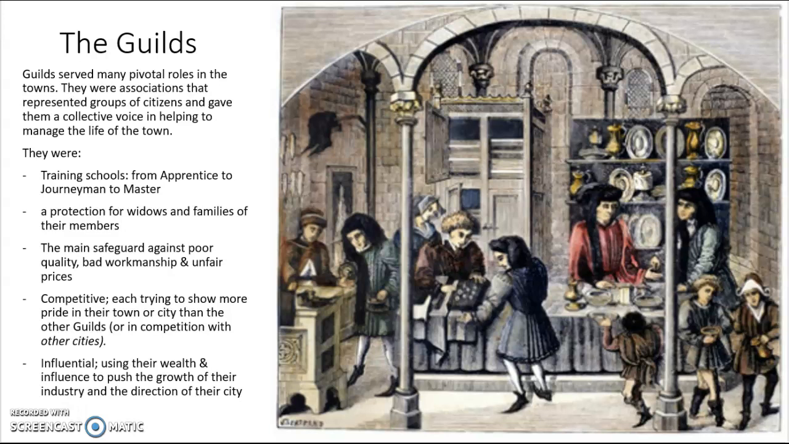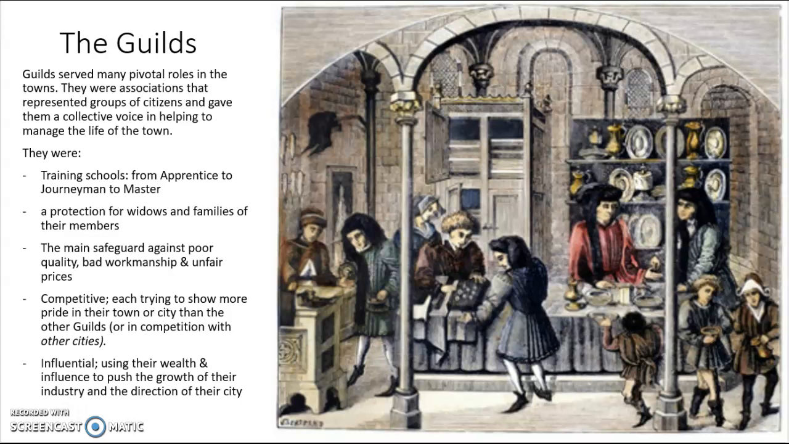They're a protection system, or as the book calls it, an insurance system for widows and for families of guilds, as well as guildsmen members in particular. They were the main safeguard against poor quality and bad workmanship, as well as against unfair prices, whether that means a price that's too low for the skill of the craftsman who's making it, or a price that's too high that would gouge customers.